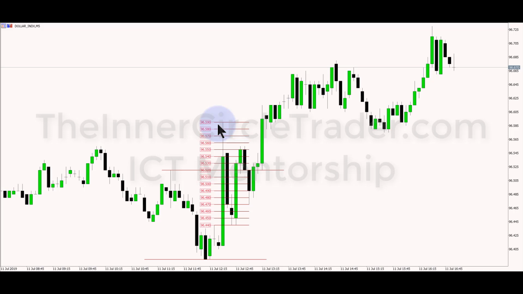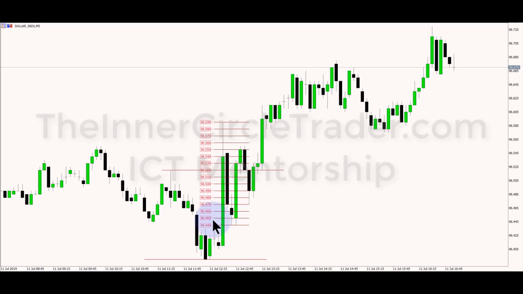When we look at fair value gaps, BISI, SIBI, things of that nature, liquidity voids, anything that constitutes an imbalance, what does that really mean, and how is it beneficial to us to look for them? When we get key levels off of a monthly, weekly, daily, or 4 hour, we can anticipate these low resistance liquidity runs to form, but when they form, they leave porous wicks in the back.